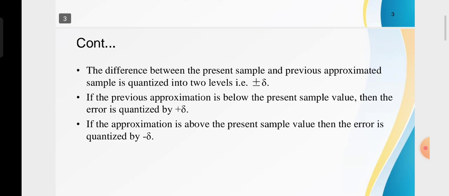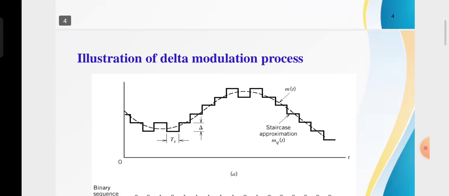The difference between the present sample and the previous approximated sample is quantized into two levels, that is plus or minus delta. If the previous approximation is below the present sample value, then the error is quantized by plus delta. If the approximation is above the present sample value, then the error is quantized by minus delta.